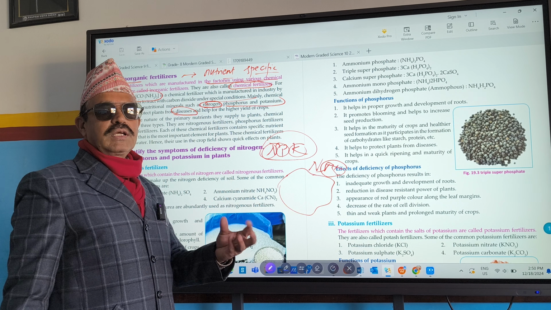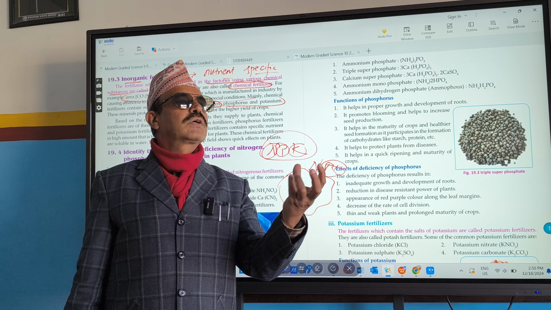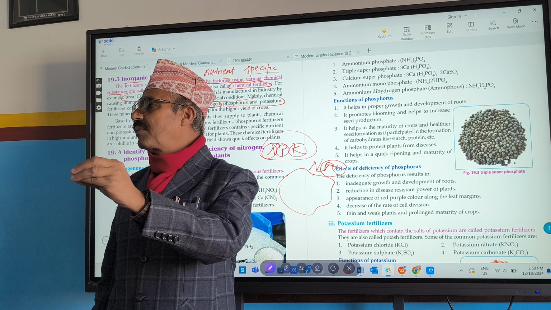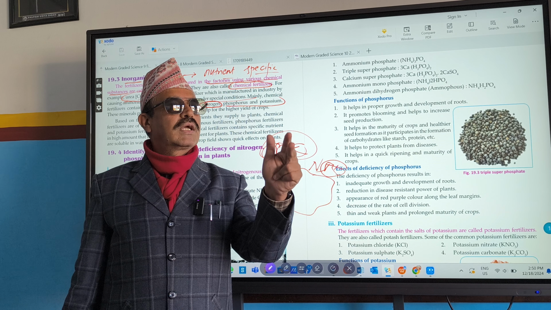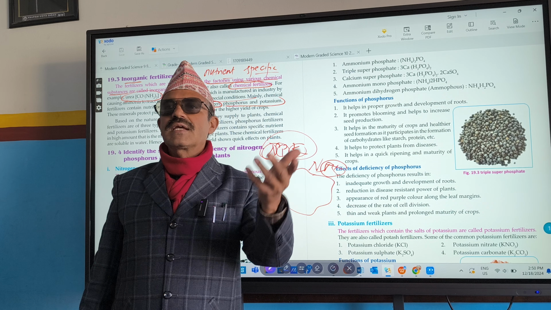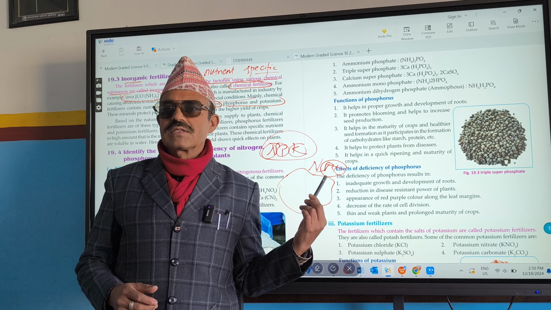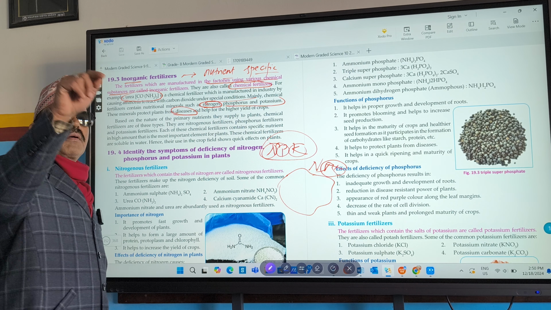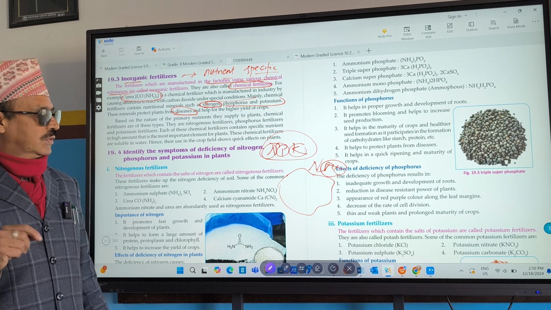They contain a rich amount of nutrients. Mainly which nutrients are essential for plants? Nitrogen, phosphorus and potassium. Carbon, oxygen, hydrogen they can get from water also. Yes or no? Fertilizer doesn't provide that. Remember macronutrients and micronutrients.